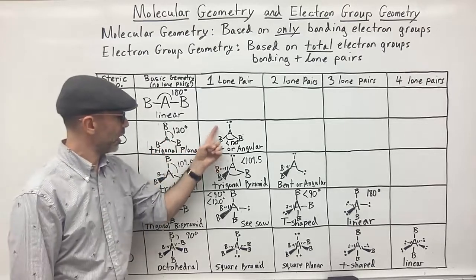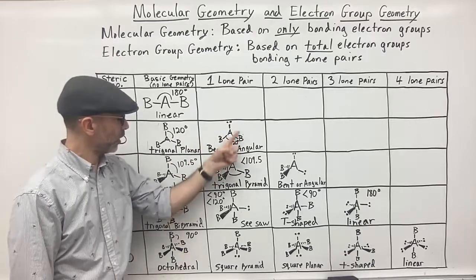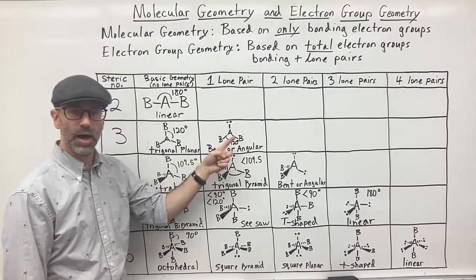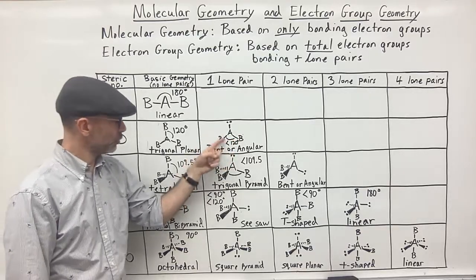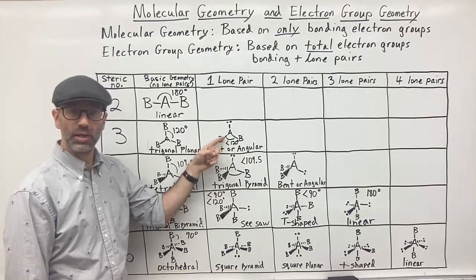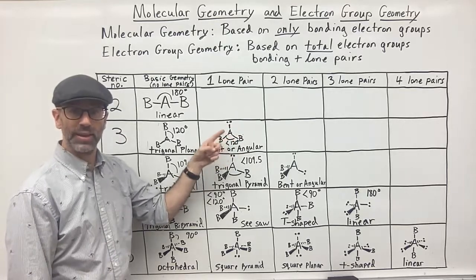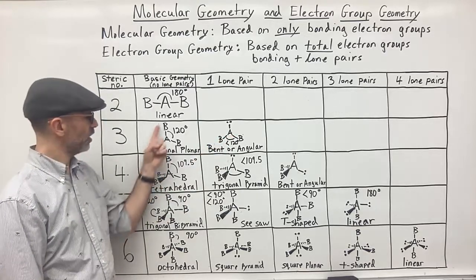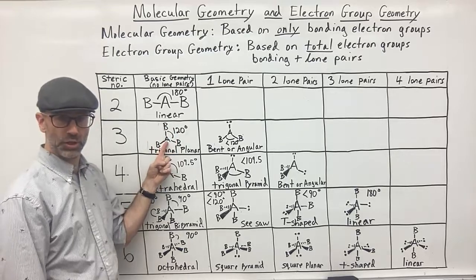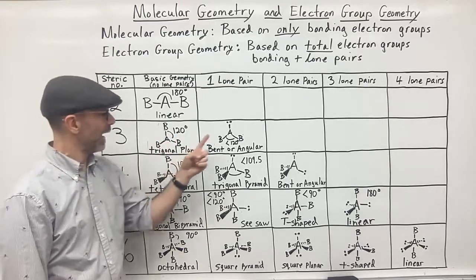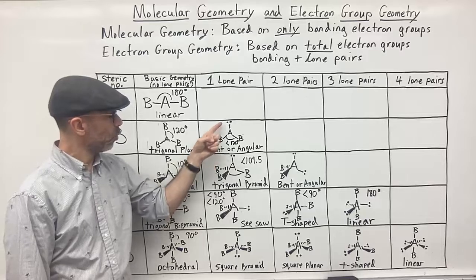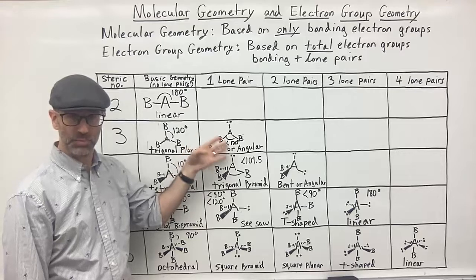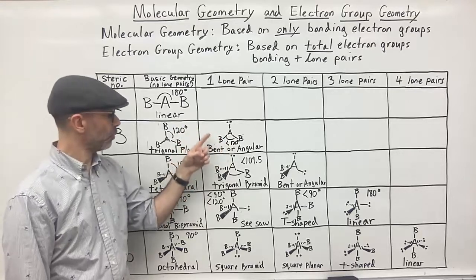If we look at the groups around this molecule, we have a lone pair and we have 2 bonding pairs. That's 3 electron groups total. So because there's 3 electron groups total, the electron group geometry is going to be trigonal planar again. So this molecule with 3 bonding groups has trigonal planar electron group geometry, and this molecule with 1 lone pair and 2 bonding groups still has trigonal planar electron group geometry.